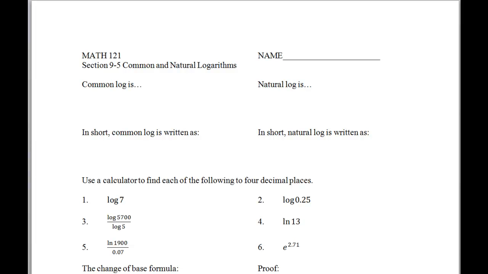This is Mr. Anderson for Kellogg Community College. Today we're going to talk about common logs and natural logs. This is section 5 of chapter 9 in Math 121 Intermediate Algebra.